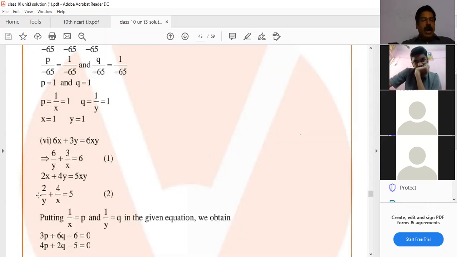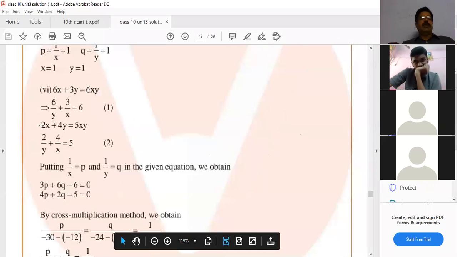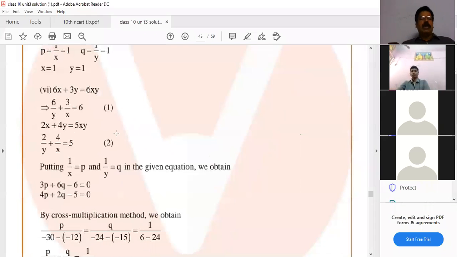This is the first equation. Now coming to the second equation, 2x plus 4y equal to 5xy. Divide by xy on both sides. Then 2x plus 4y by xy is equal to 5xy by xy. xy cancels, 5 is left. Here 2x by xy, x cancels, 2 by y. 4y by xy, y cancels, 4 by x is equal to 5. Now we got our model. Putting 1 by x equal to p and 1 by y equal to q, all are the same model.